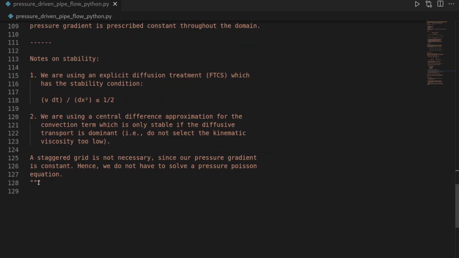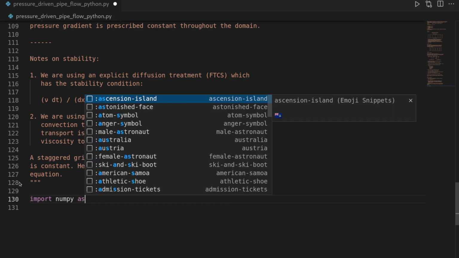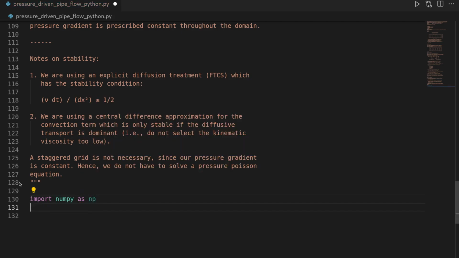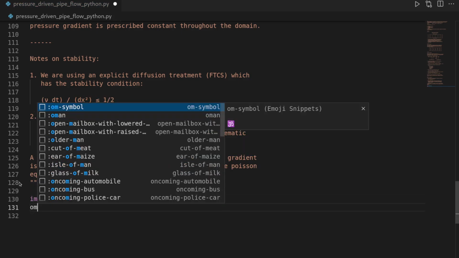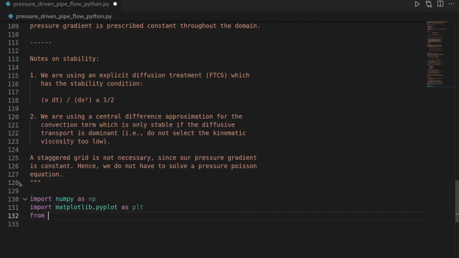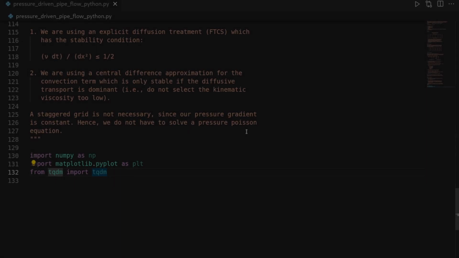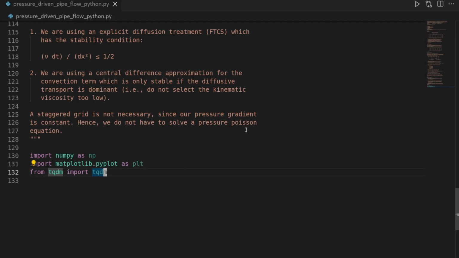So I will go down here and start with the imports. For our computations, we need NumPy, so import numpy as np. Then we need matplotlib, so import matplotlib. And then I will also use tqdm as a simple progress meter. Then we can define some constants of our simulations.